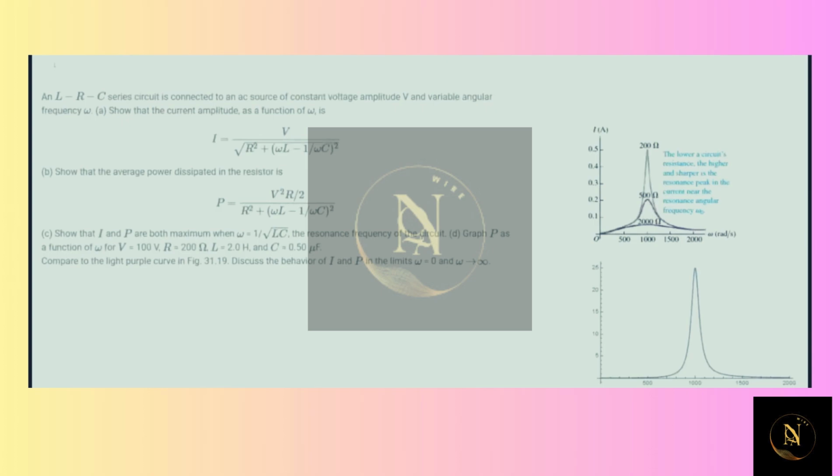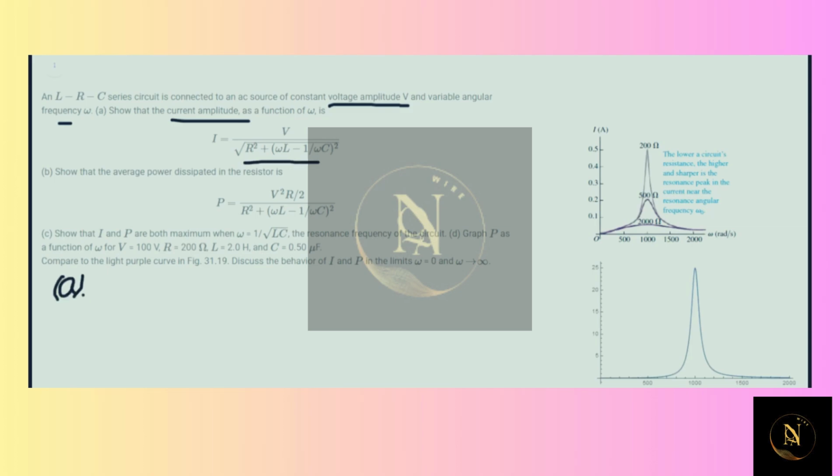So for this problem, we have an LRC series circuit, and we know the voltage amplitude is V, and also we know the frequency. For part A, we want to show that the current amplitude is given by this formula.